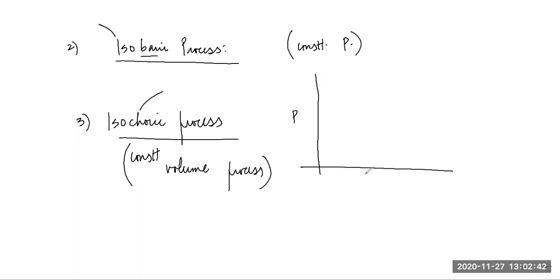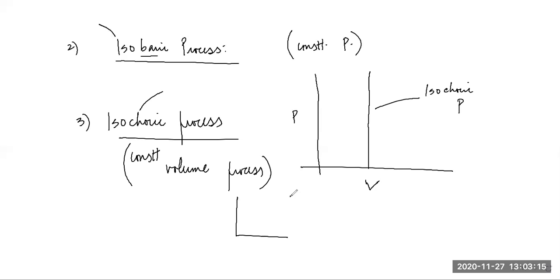So can Amitoj Singh tell me how will I represent isochoric process on the PV diagram? Volume is constant. Yes, Ishma? A line parallel to the y-axis. Just see, beautiful. A line parallel to the y-axis because volume is constant. This is a good example of an isochoric process.